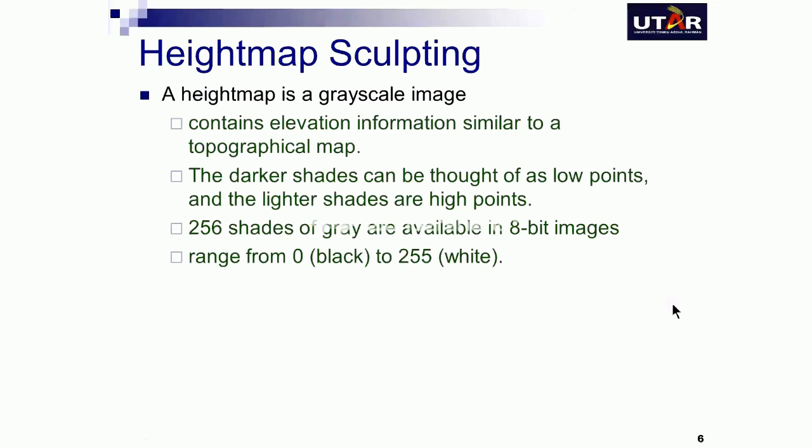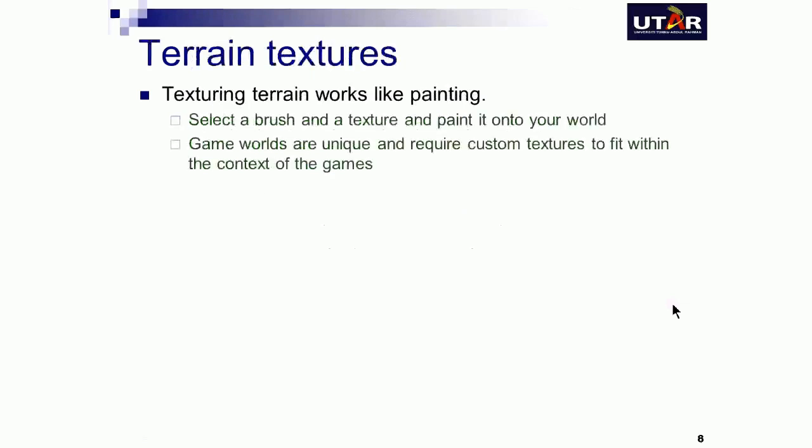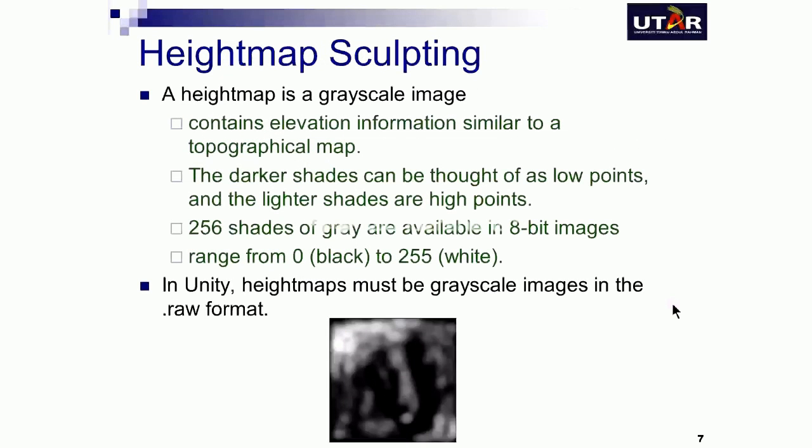So 2 to the power of 8 will give you 256. So you have altogether 256 shades of gray representing 256 different levels of elevation. In Unity, the height maps must be grayscale images and they must be in the .raw format, which is a special format for importing height maps.